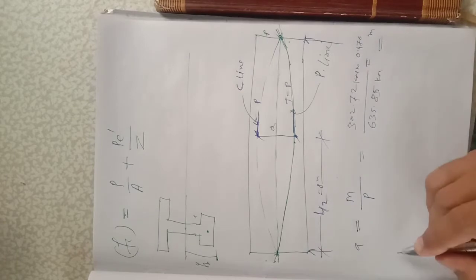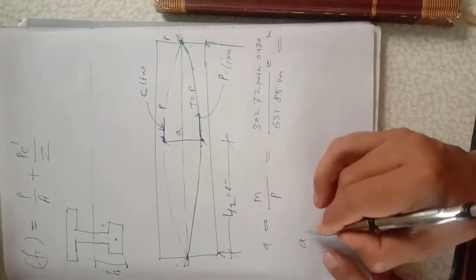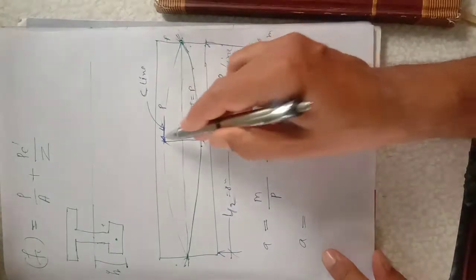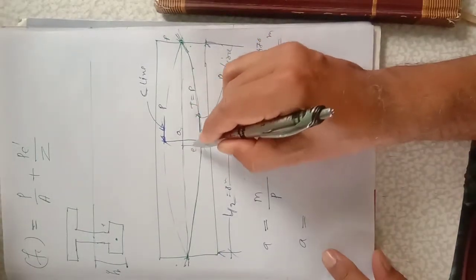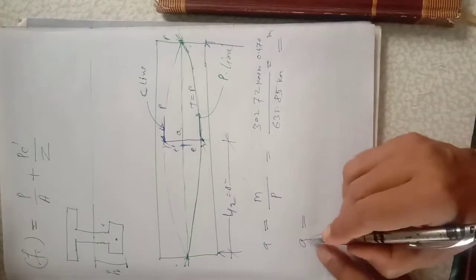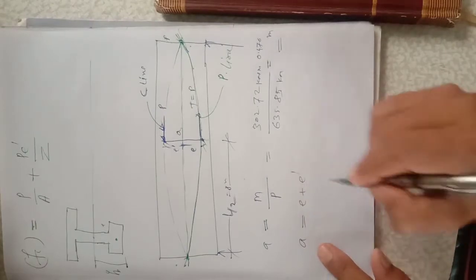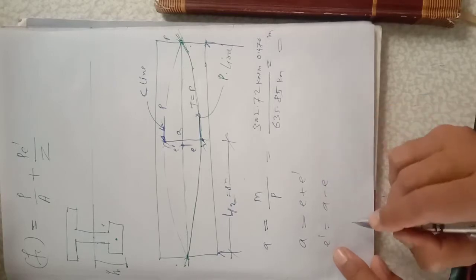Okay, now we know that what is A? A is the lever arm, that is the distance between the two forces, and we know that this distance is E, eccentricity, and this distance is E dash, that is the eccentricity for the compressive force. So A is equal to E plus E dash. So E dash is equal to A minus E.